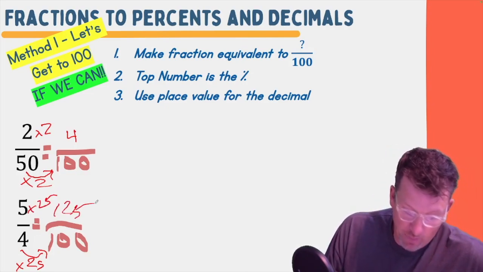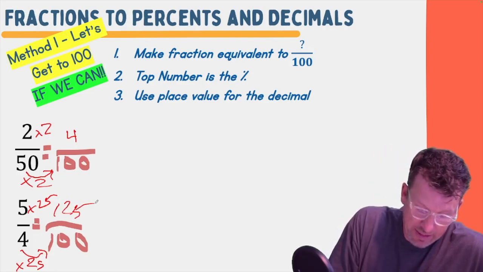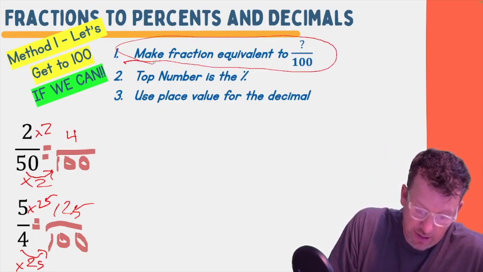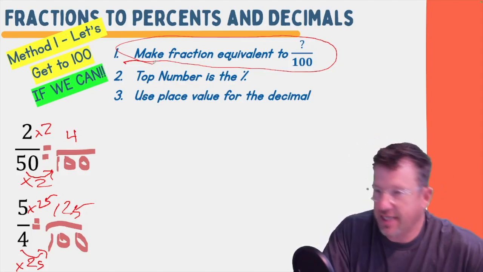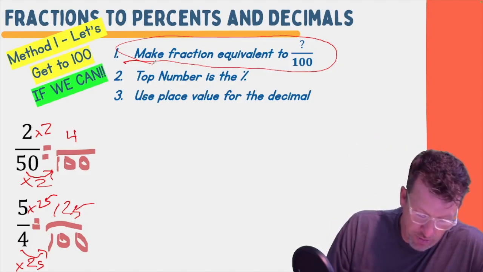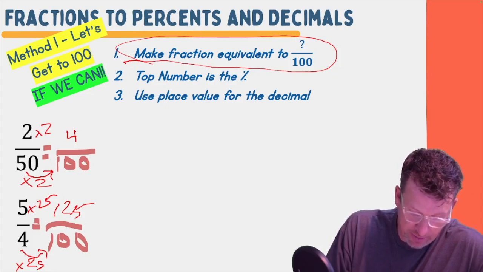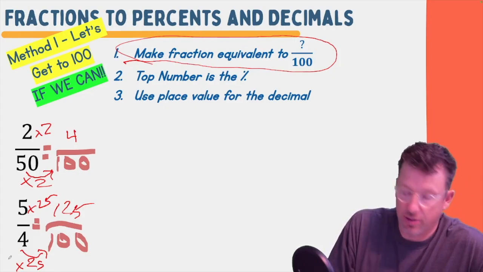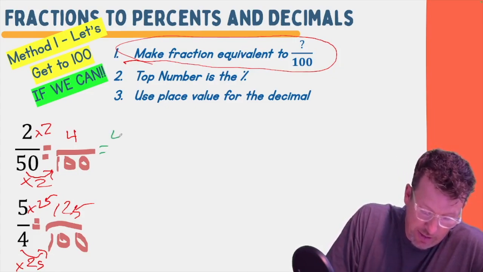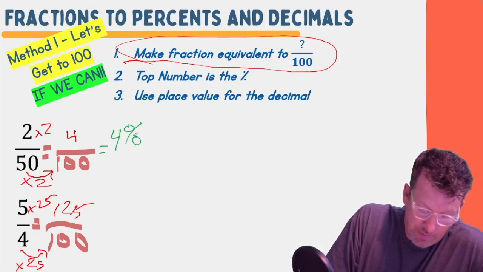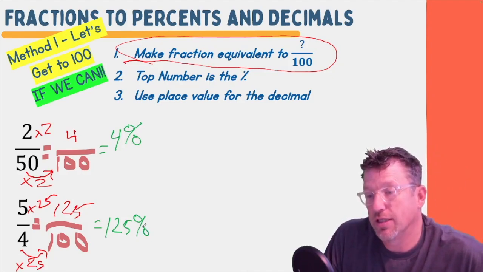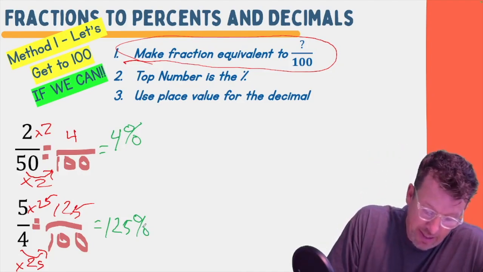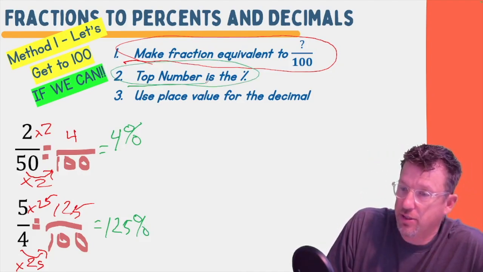Okay? And once we get to that part, so we did step 1, make the fractions equivalent to 100. So fractions to percents and decimals, just make it set to 100. And then when you do, now you already know the percent, okay? Because the top number will be the percent. So this one is also equal to 4%, because 4 is the top number. And this one is equal to 125%, because 125 is the top number. And that's how we turn it into percents.